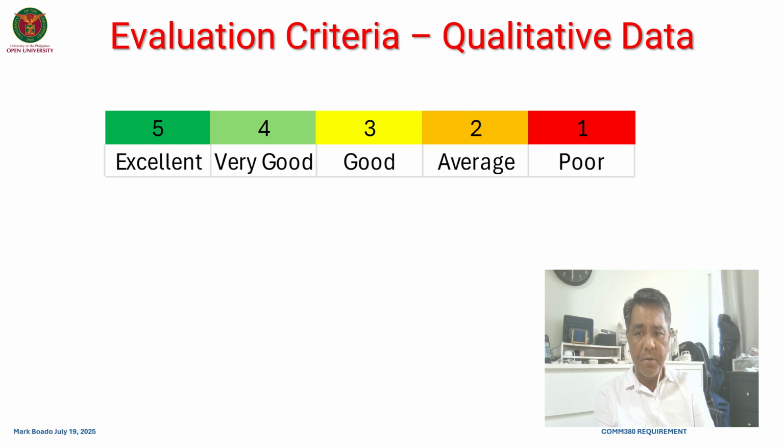I have put together 1 to 5 as a scale to assess this qualitative data. 5 means excellent, 4 very good, 3 good, 2 average, and 1 poor. And the whole idea behind it is to get a good flavor of what kind of performance this organization has been putting together based on this 5 scale.